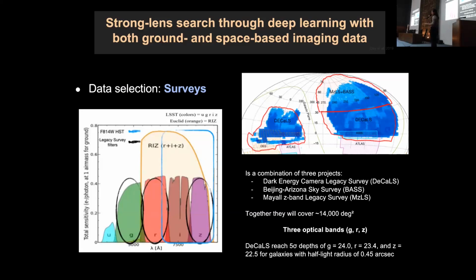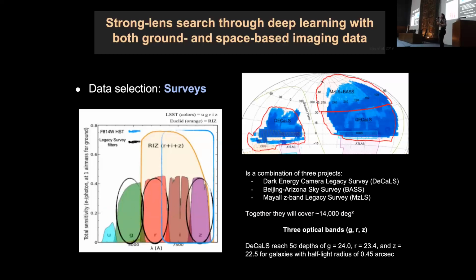So I already told you a bit, but we are trying to search for strong lenses through deep learning with images from the ground and also from space, simulating what is going to be LSST and also Euclid, which is already done now. So these are, for example, the filters that we are using. You can see here in this color in the back the Euclid visible band. The colors in the bottom are from LSST.